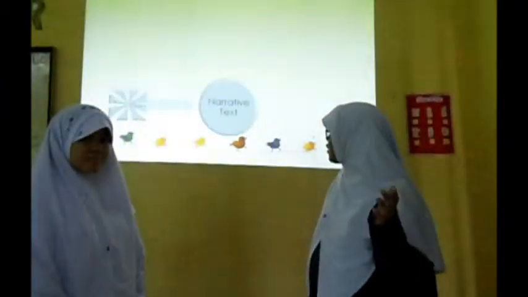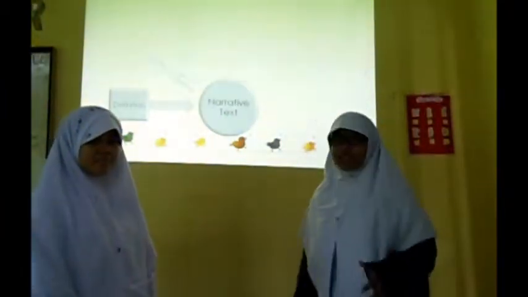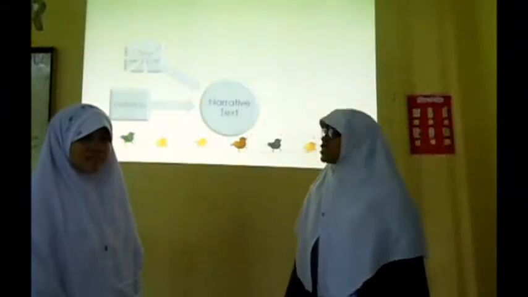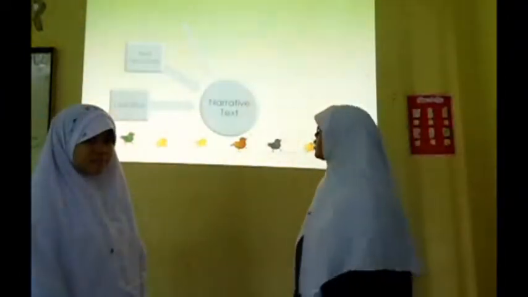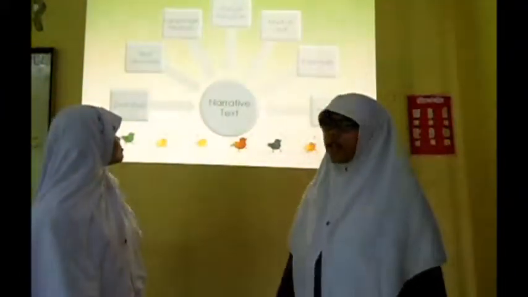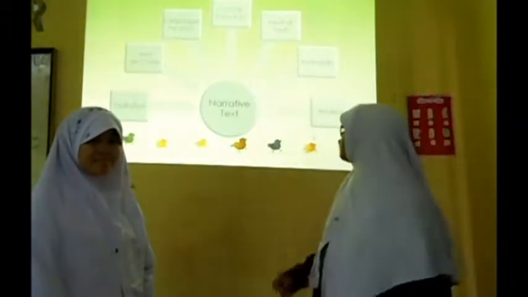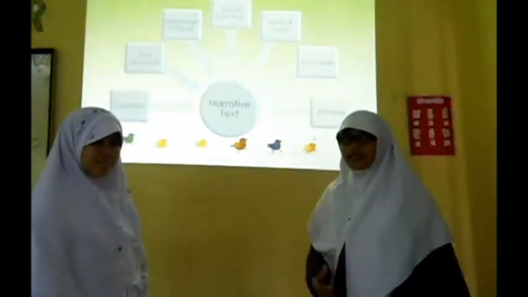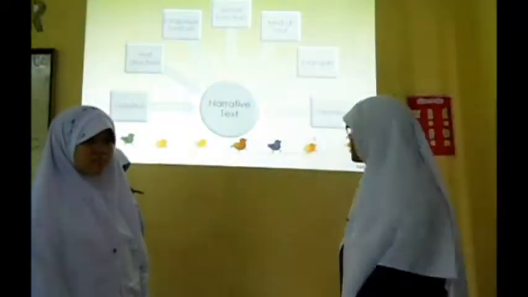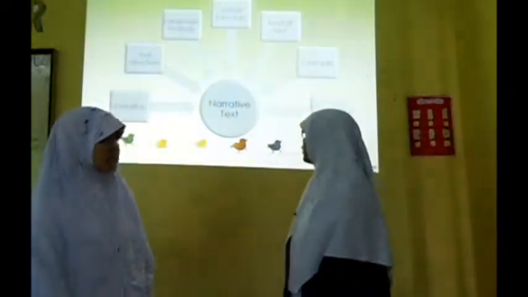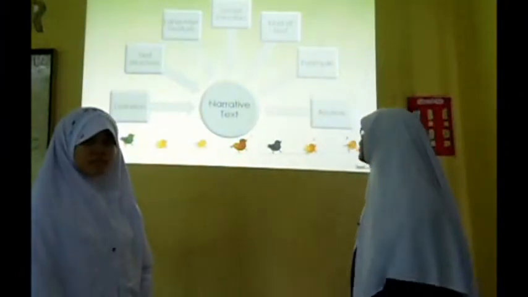My map of narrative text: the first is definition of narrative text. The second is text structure. The third, language feature. And the fourth, social function. The fifth, kind of text. And the sixth, example. And the seventh, review. Let's move to the next slide.